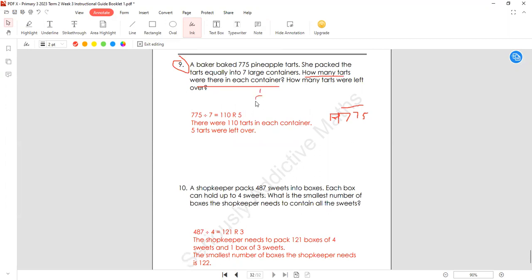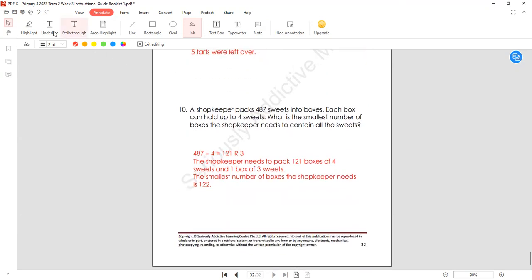How many tarts were there in each container? This is the quotient. And how many tarts were left over, which means remaining? Left over, this is the remaining. So they need to be able to answer the question later on, which is why when you get the answer, this is the quotient, this is the remainder. All right, and then we are done for this booklet. Let's move on to the next one.